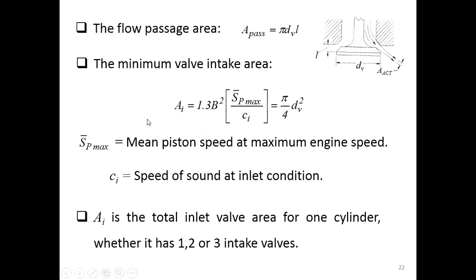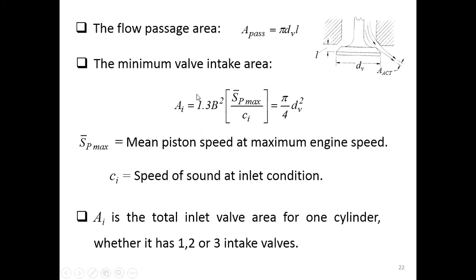Okay. The flow passage area, which is shown right here, can be calculated from this expression. It is equal to pi times dV, the diameter of the valve, times the width of the valve lip. Right. So this is the physical area of the flow, or the flow passage area.